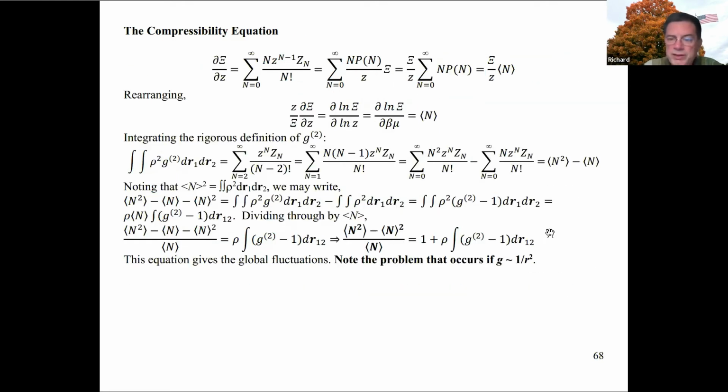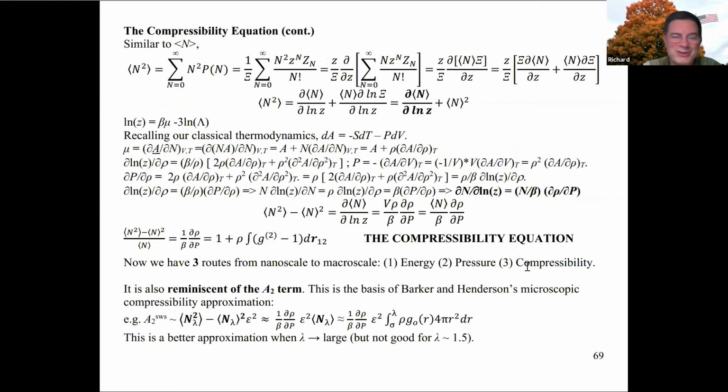One thing I want to emphasize here is that if the radial distribution function decays slowly, then this integral becomes undefined, and that can be a problem. And so we need to watch out for where the radial distribution function decays slowly, and that's what you're going to see when we start to look at these radial distribution functions for chain fluids.